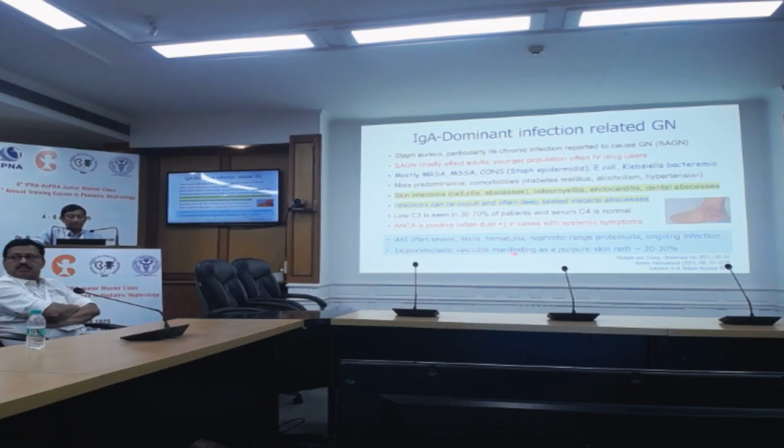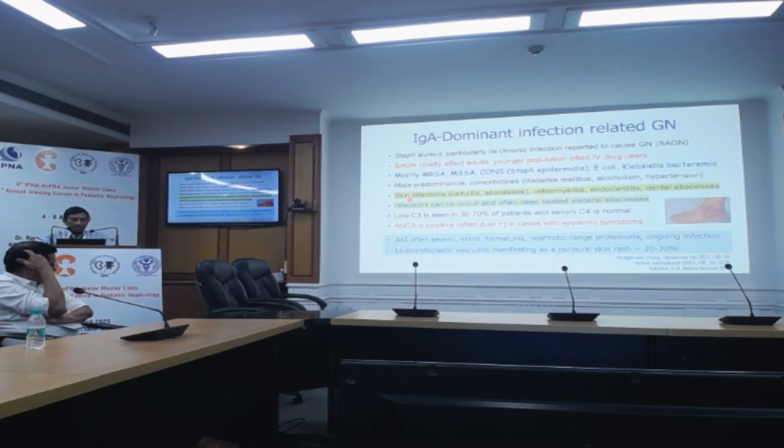The other IRGN is an IgA dominant kind of infection-related glomerulonephritis, which is usually because of Staph aureus, and that is why it is called Staph aureus associated glomerulonephritis. This is chiefly a disease of adults. The younger populations, chiefly IV drug users, could have an endocarditis of the right heart and have also developed similar disease. Mostly it is because of MRSA or MSSA, but occasionally Staph epidermidis may also be involved. Rarely, gram-negative bacteremia could give rise to IRGN.